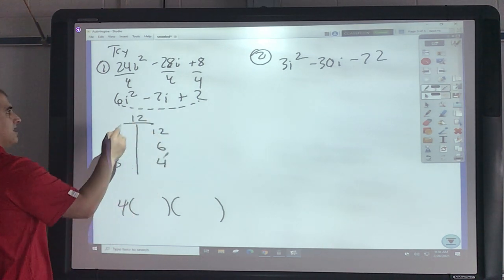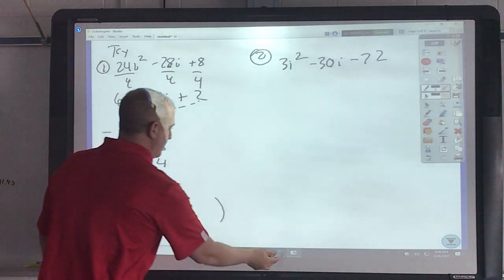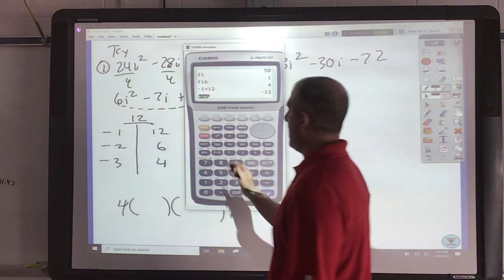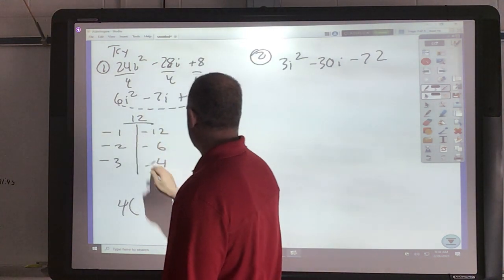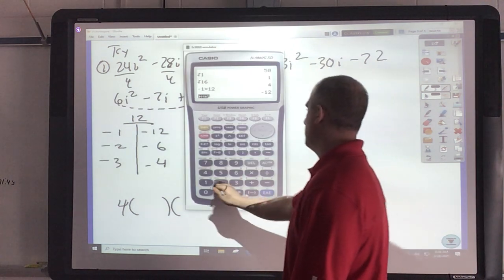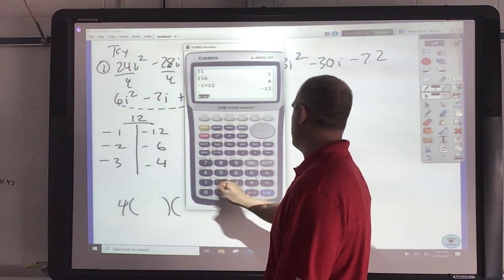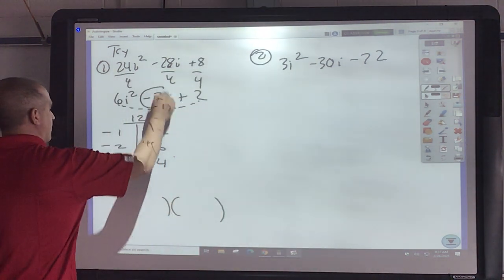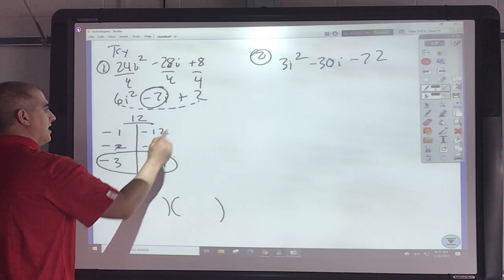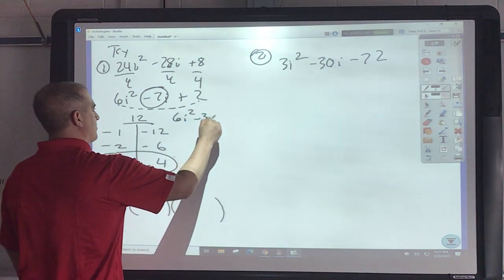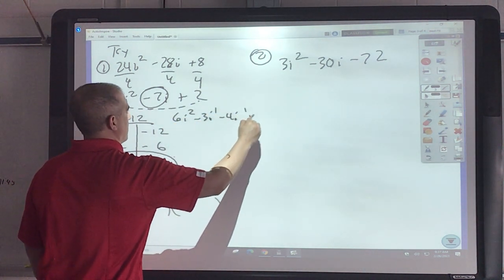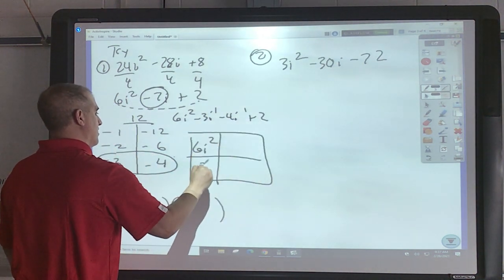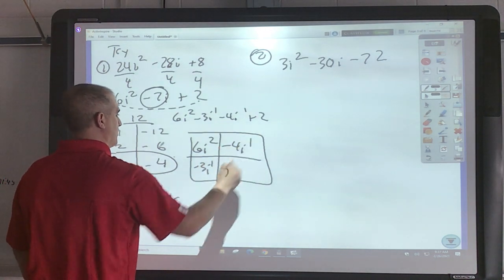All right, now, since I see negatives, start out by making one side negative, check it. Am I right on the number of signs? I am not, so I need to have both sides negative. Why? Because negative 1 times negative 12 is positive 12. That's what I want. Okay, I'm looking for the set that's negative 7. That would be this set. So I got 6i squared minus 3i to the first minus 4i to the first plus 2. Box. 6i squared, 3i to the first, minus 4i to the first plus 2.